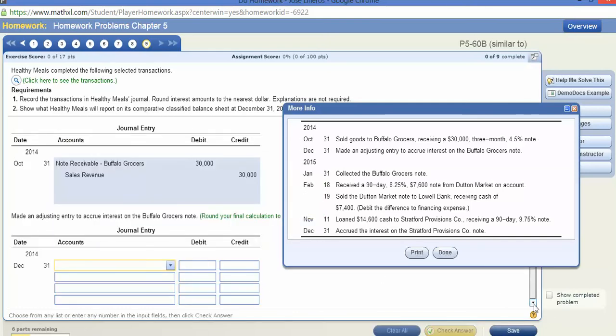But now the problem we have is that we're sitting on December 31st. Notice how it helps you. It says December 31st, December 31st. On December 31st, we're due more than just the note receivable of $30,000 because now we've gone through 2 months where we've earned interest. From October 31st to November 30th is 1 month. From November 30th to December 31st is 2 months.